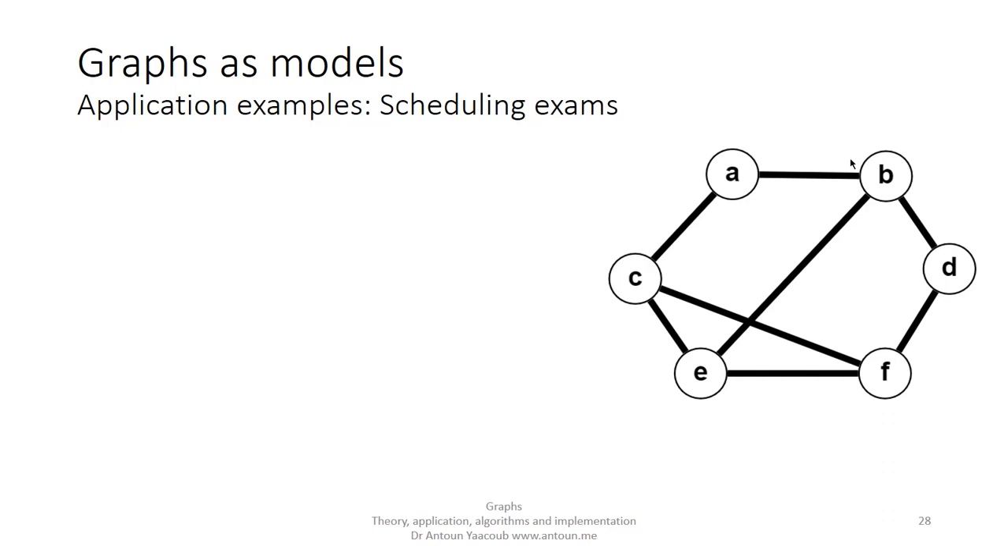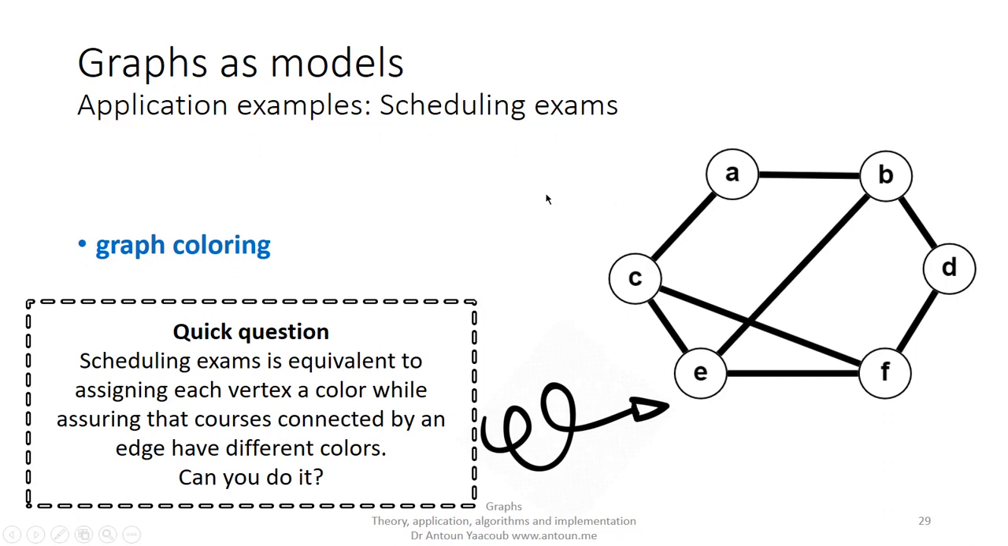So how can we solve that? We solve that using graph coloring. This is a new concept also. They are telling us that scheduling exams is equivalent to assigning each vertex a color while assuring that courses connected by an edge have different colors.